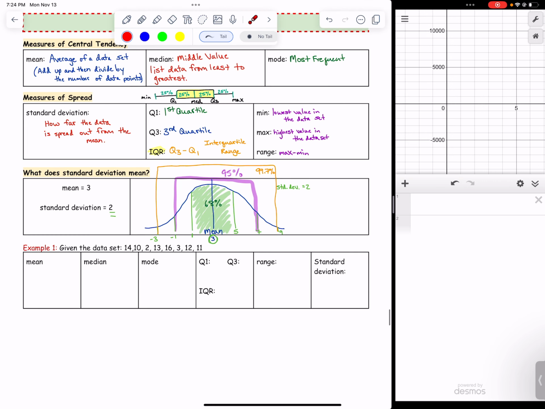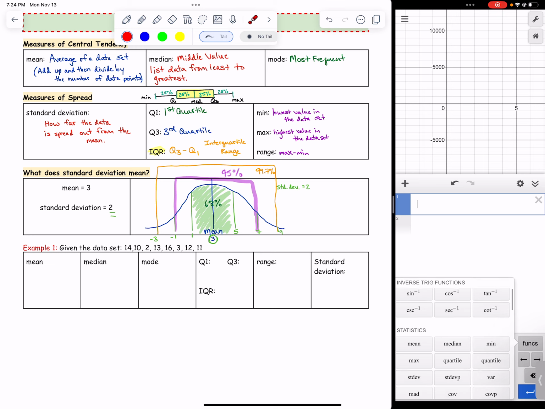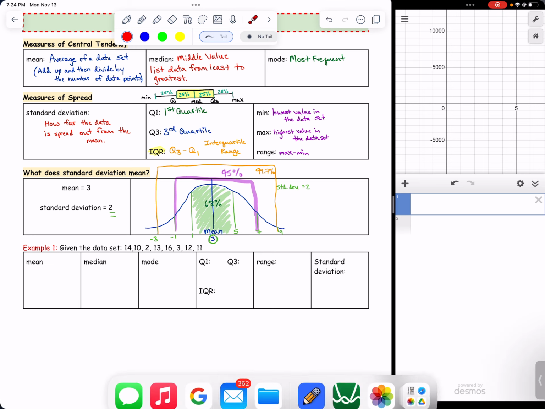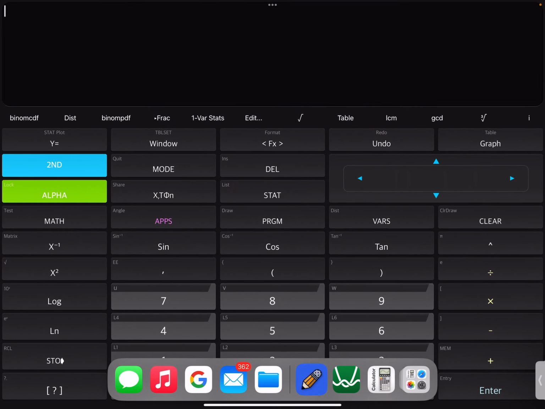And then let's look at an example of, given a data set, they want us to find all of these things. And it's actually really easy in your graphing calculator, and it can be easy in Desmos. So in Desmos, you have this functions menu in here, and you can go to statistics, and there's all of these good buttons. But I really think in this case, our graphing calculator is very helpful. So I'm going to show it to you on there.